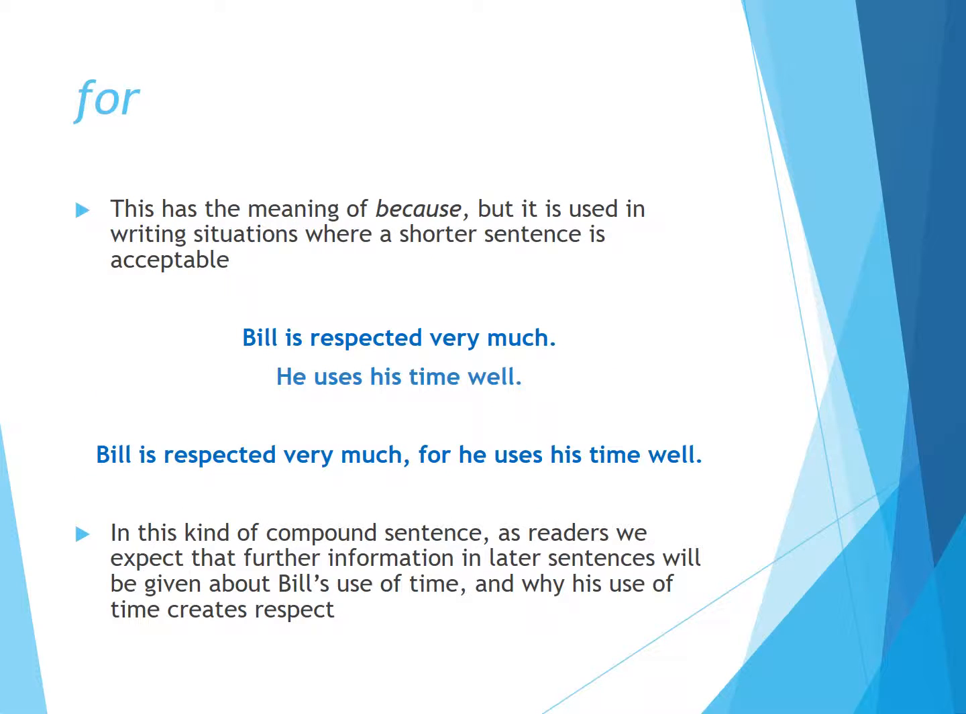For. This has the meaning of because, but it is used in writing situations where a shorter sentence is acceptable. Bill is respected very much. He uses his time well. Bill is respected very much, for he uses his time well. In this kind of compound sentence, as readers, we expect that further information in later sentences will be given about Bill's use of time and why his use of time creates respect.